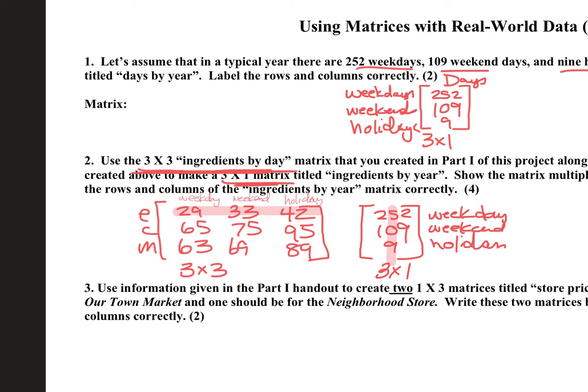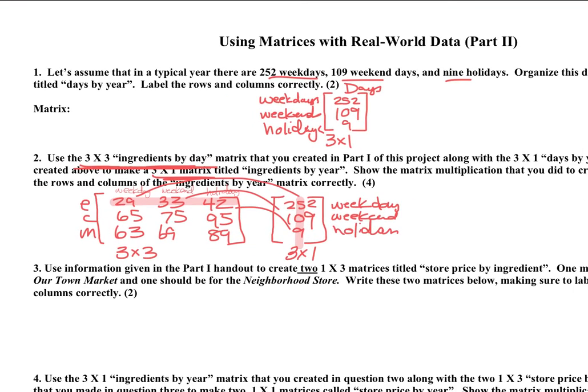But then if I know how many weekdays there are, and I need 29 for every weekday, then I can figure out how many eggs I need, at least on the weekdays. And then if I know how many weekends there are, I can figure out how many eggs I need on the weekend because I need 33 every weekend. And that's exactly what's going to happen here, right? We're going to take 29 times 252, because there's 252 weekdays, 33 times 109, and 42 times 9. And we're going to add all that up, right? And that's going to give us the total number of eggs that we need.